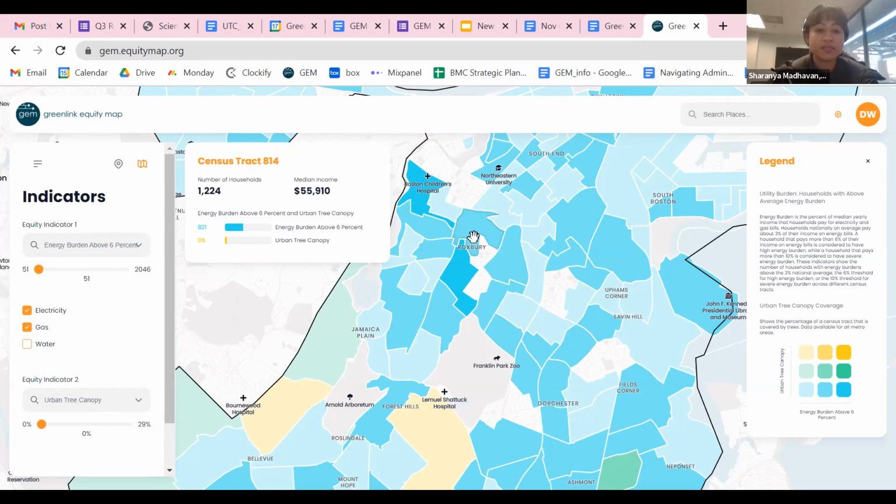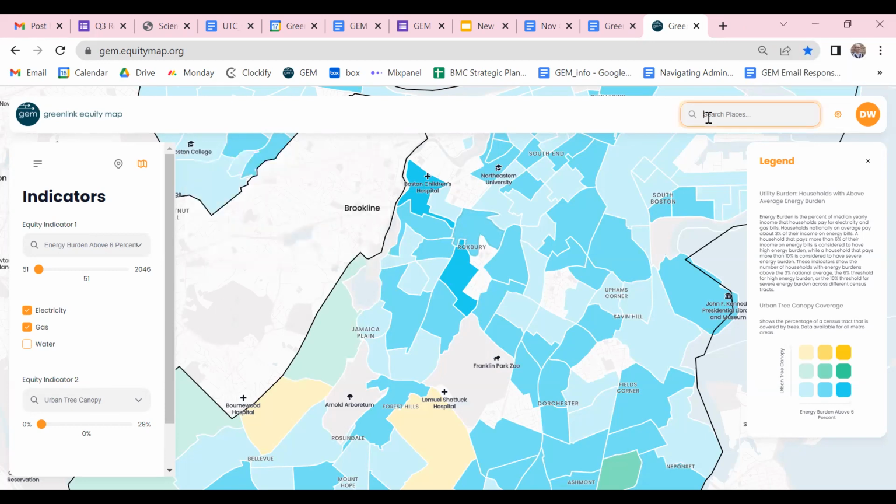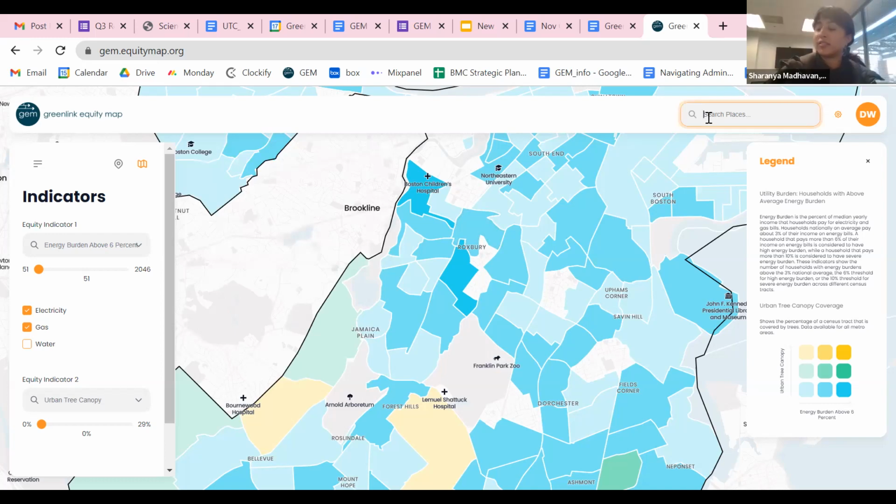What's your hometown? I'm happy to look at it on my end. Tacoma, Washington, and South Tacoma in particular is quite an overburdened community.